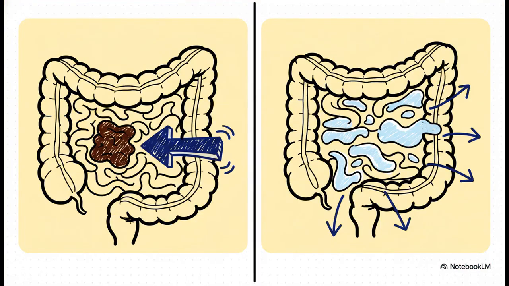Here we've got 2 sides of the very same coin, constipation and diarrhea. The 2 words you need to remember here are frequency and consistency. Constipation, that means bowel movements are infrequent and the stool is hard and tough to pass. Diarrhea is the exact opposite, frequent, loose, watery stools. The definitions are simple, but these are 2 of the most common complaints you will ever hear from patients.